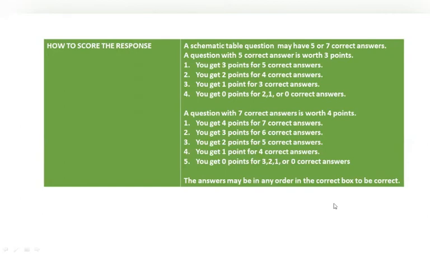A question with 7 correct answers is worth 4 points. You get 4 points for 7 correct answers, 3 points for 6 correct answers, 2 points for 5 correct answers, 1 point for 4 correct answers, and 0 points for 3, 2, 1, or 0 correct answers. The answers may be in any order in the correct box to be correct.